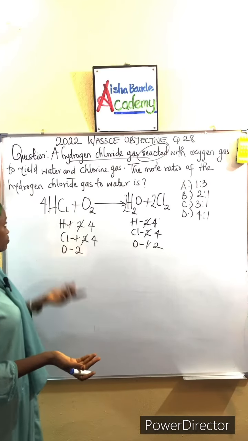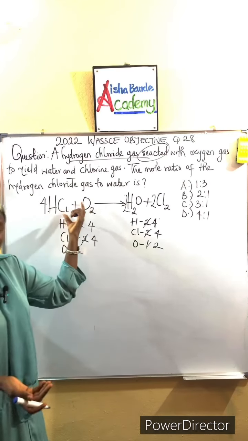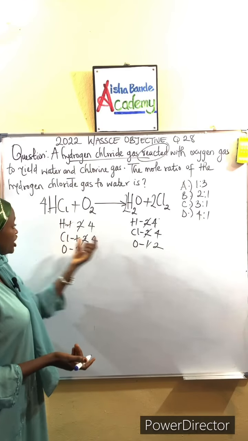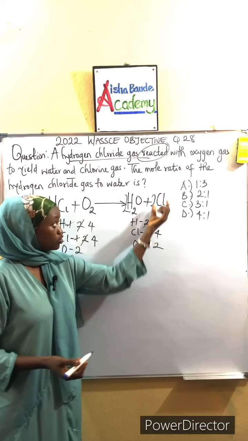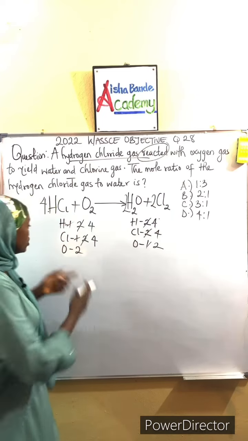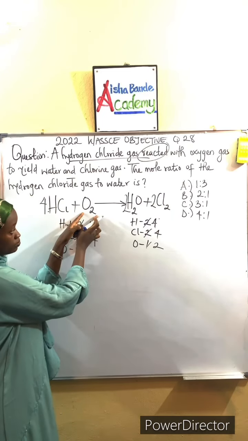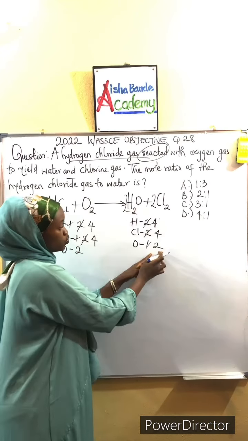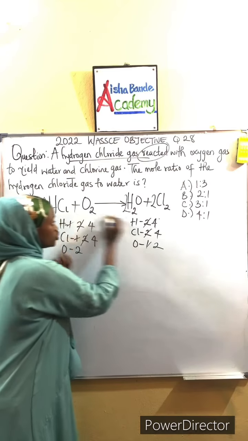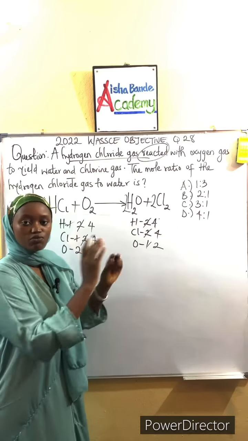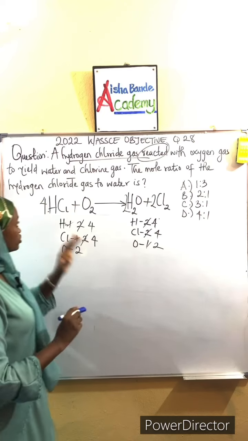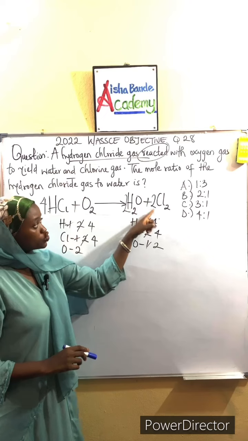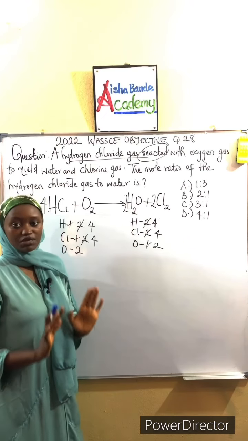So looking at this now, our hydrogen is 4 on the reactant side. On the product side, hydrogen also is 4. Coming back to chlorine, chlorine here is 4 on the reactant, and on the product, chlorine also is 4. So chlorine is balanced. Looking at oxygen now, oxygen here is 2, and oxygen here also is 2. So this chemical equation now is balanced. With this, you can move on. So the equation becomes 4HCl plus O2, and the product is 2H2O plus 2Cl2. This is a balanced chemical equation.